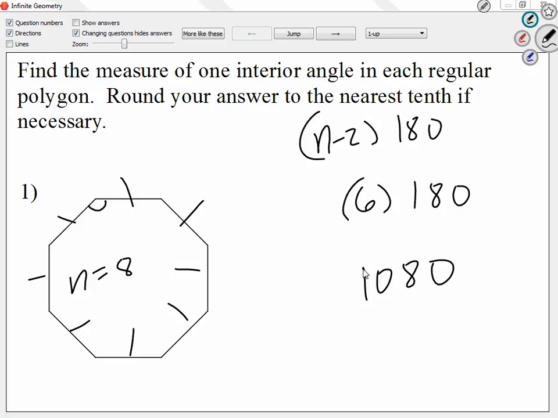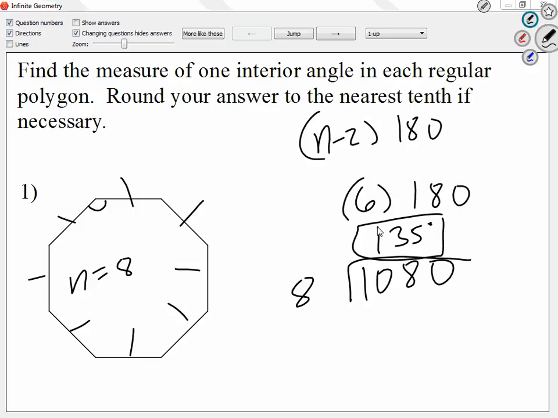The question here is how much is one of them? Let's divide this by 8. 135? Thank you. So one angle is 135. That's for interior angles? That's for the interior angle.